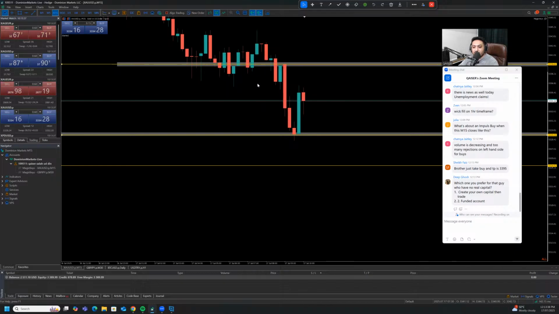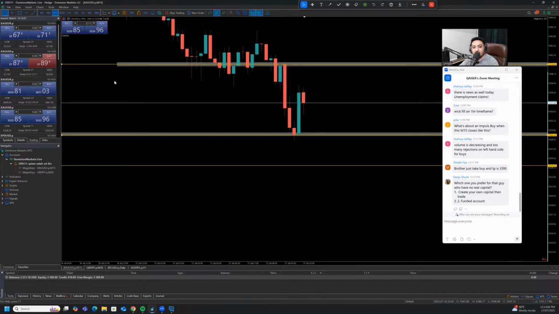Which one do you prefer for a guy who has no real capital? Create your own capital, then trade a funded account. So deposit a small capital into your real account and try to make like a 50% profit in 2 to 3 months. Then withdraw that profit and take a funded account. This is the process you need to go through.